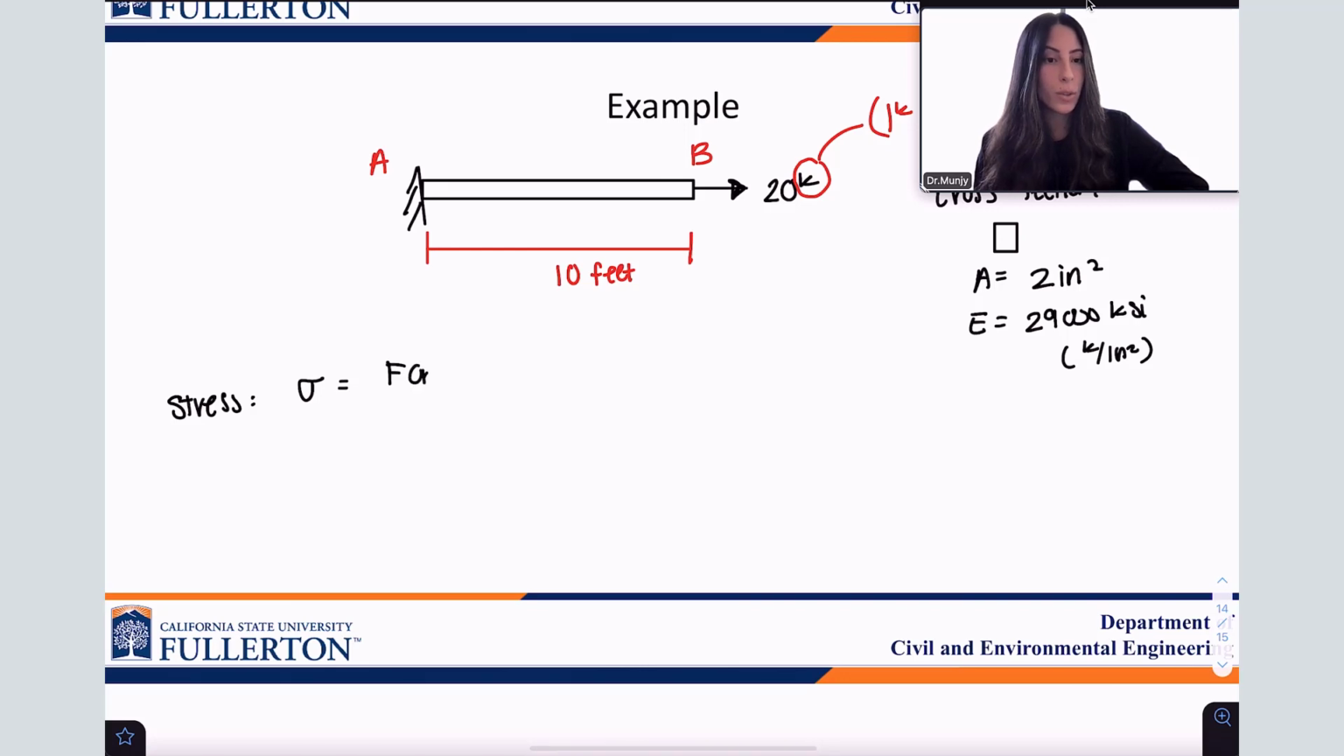Okay, let's start by figuring out the stress. So stress is equal to, or sigma is equal to force divided by the unit area. Easy, right? We have the force, 20 kips. We have the area, 2 inches squared. 20 divided by 2 is just 10 KSI. Done with that.